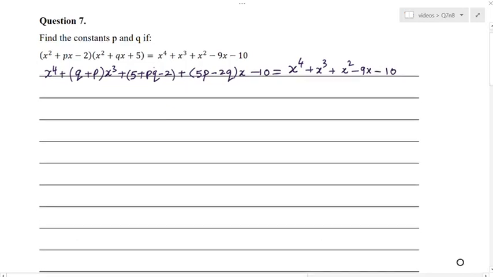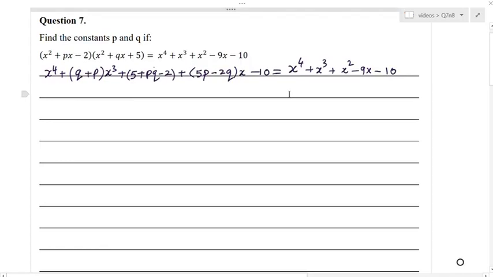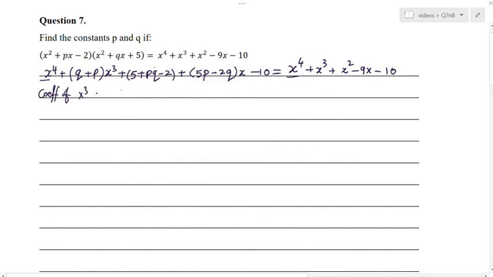Just remember that whenever two polynomials are equal, then the coefficients of like terms are the same on both sides. What it means is that the coefficient of x^4 on the left should be equal to the coefficient of x^4 on the right, and likewise for x cubed, x squared, x and the constant term as well. So we equate the coefficient of x cubed first. On the left hand side we get p plus q, and on the right hand side I get a 1.